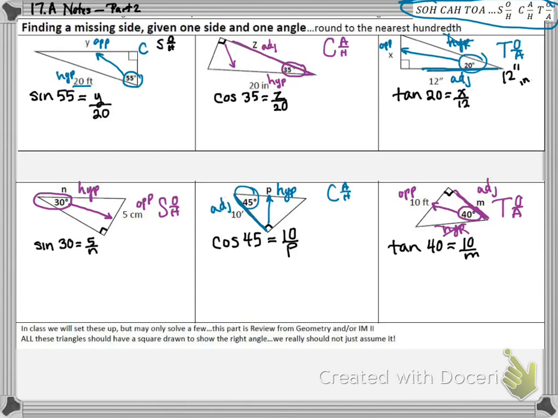Solve the very first one. In my opinion, the easiest way to solve this is to say, I need the y by itself, I need to get rid of the 20. I can multiply both sides by 20, but I generally just call this cross multiply. That's 20 times sine 55 equals 1 times y, or just plain y. And then I'm ready to put this in my calculator.